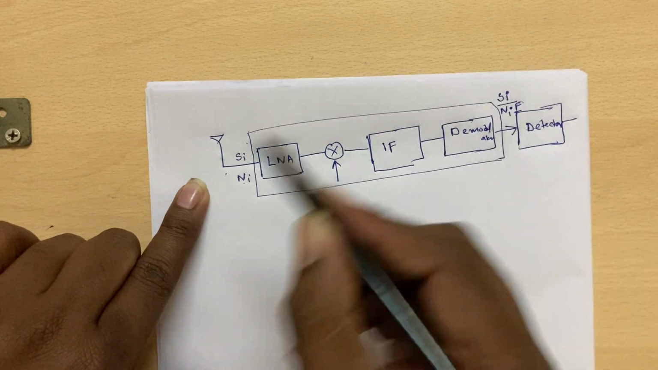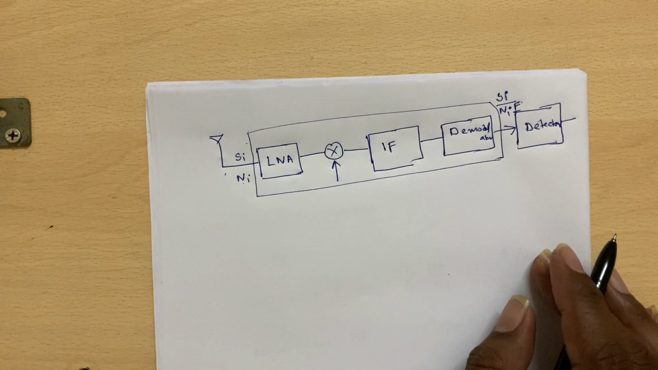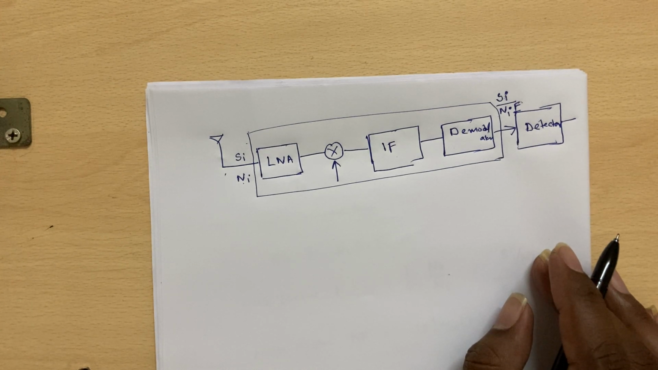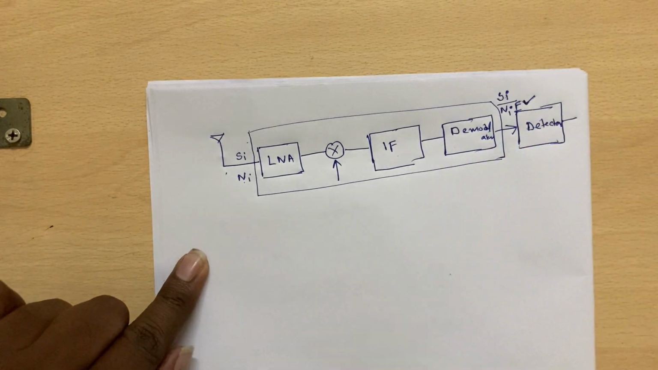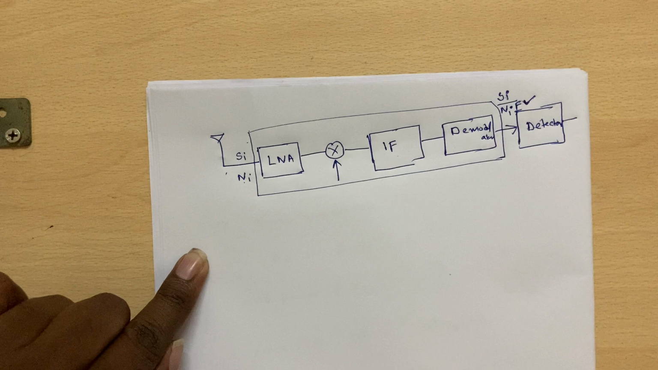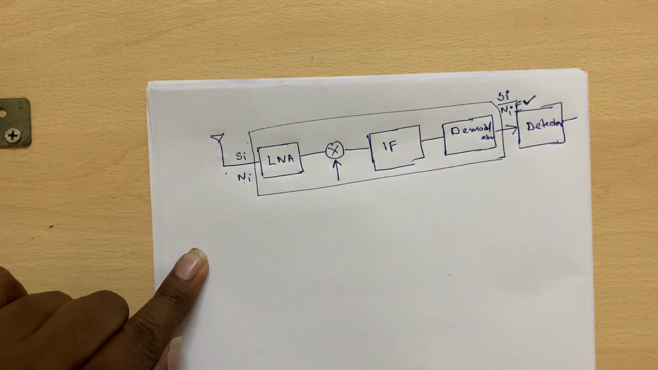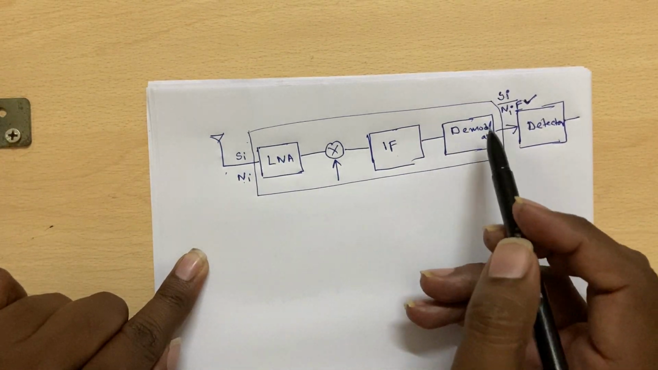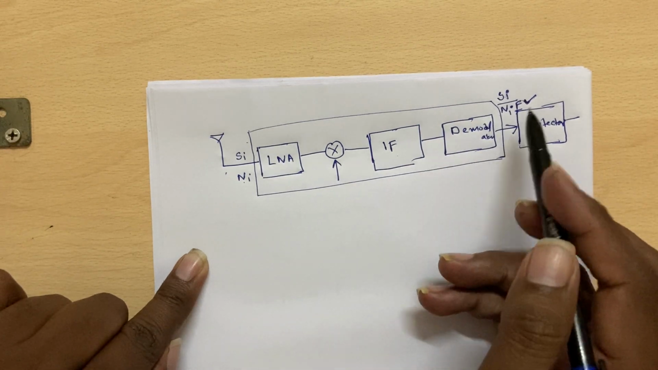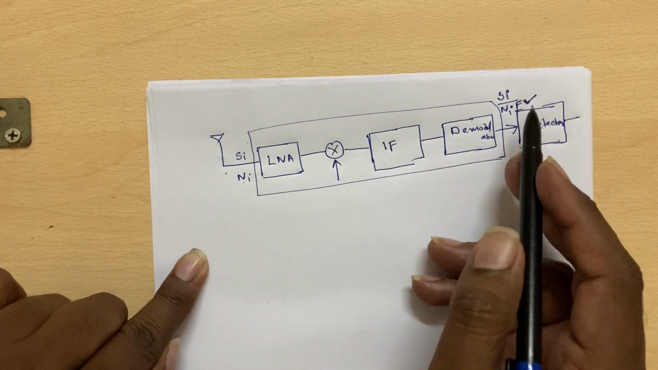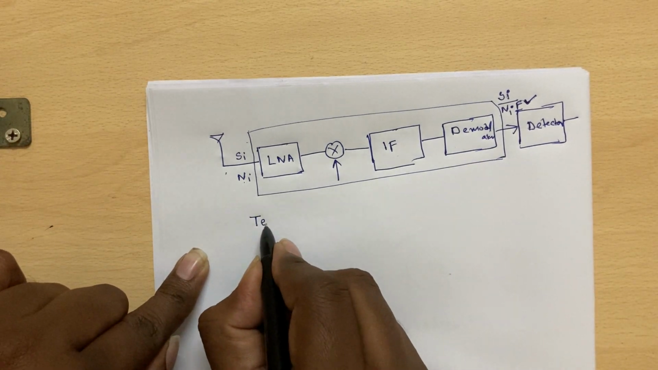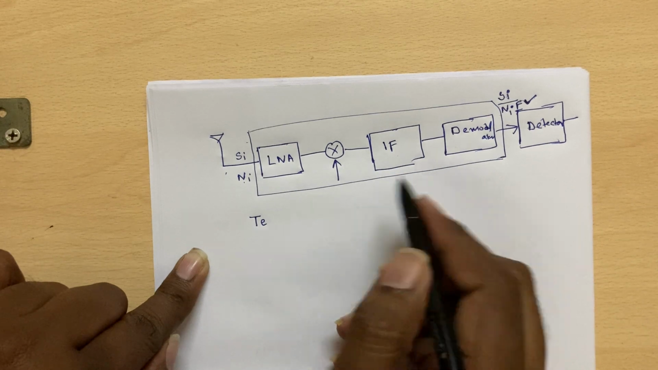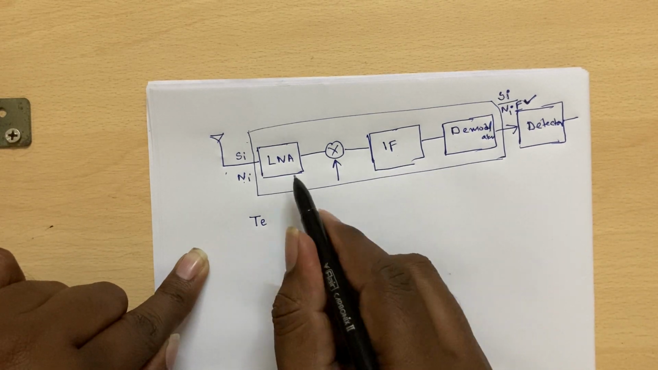Means if you consider all this chain of many blocks as a single block, then what is the equivalent noise temperature for all these three blocks, or you can say what is the equivalent noise factor F for all these blocks, by considering all these blocks as a single block. So what is the equivalent noise factor, right?